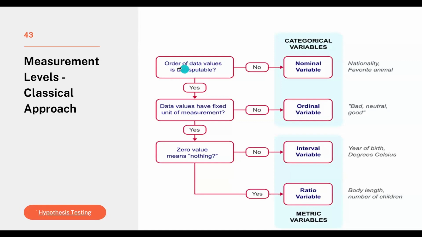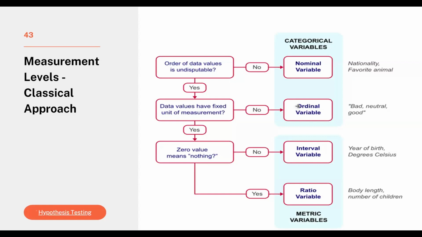Next we are moving into the case where the order of the data value is undisputable. If the order is undisputable, then we have to check whether the data values have a fixed unit of measurement. If there are no measurement units, then it's called an ordinal variable. So ordinal data has an undisputable order, but no fixed units of measurement. Ordinal data has a meaningful order or ranking, but the differences between the categories are not necessarily equal or measurable. There is some ranking, but it is not necessary that it should be equal or measurable. It should be in an undisputable order. Right?